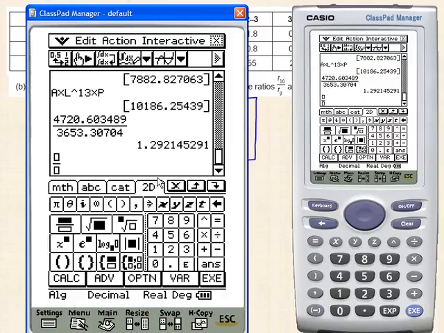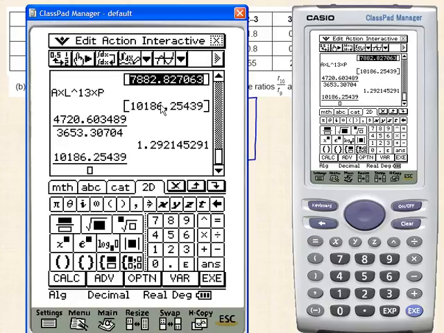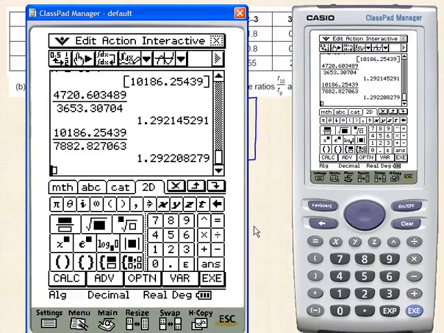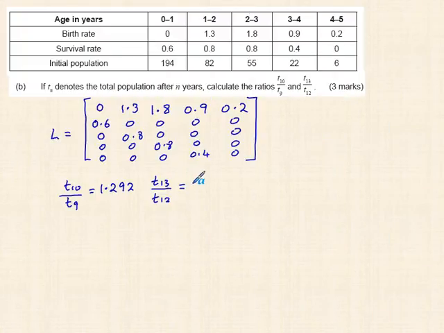And we also want T13 over T12. So we know that that's going to be this one here divided by the one above it, this one here, and it also gives us 1.292 to 3 decimal places.